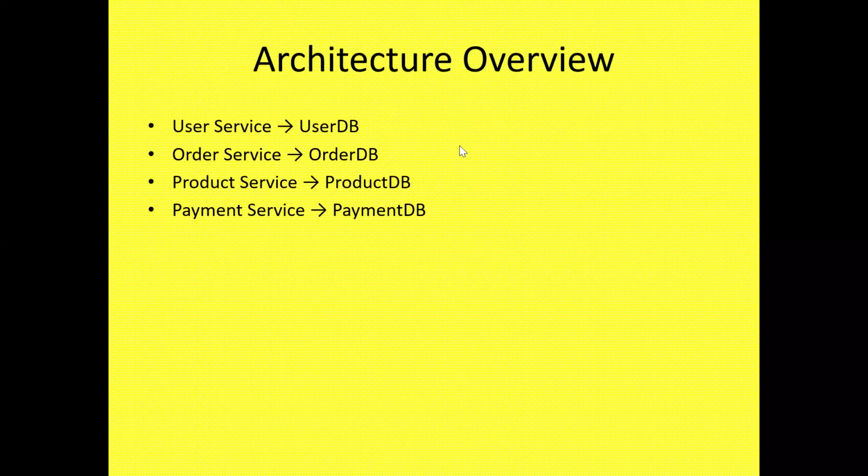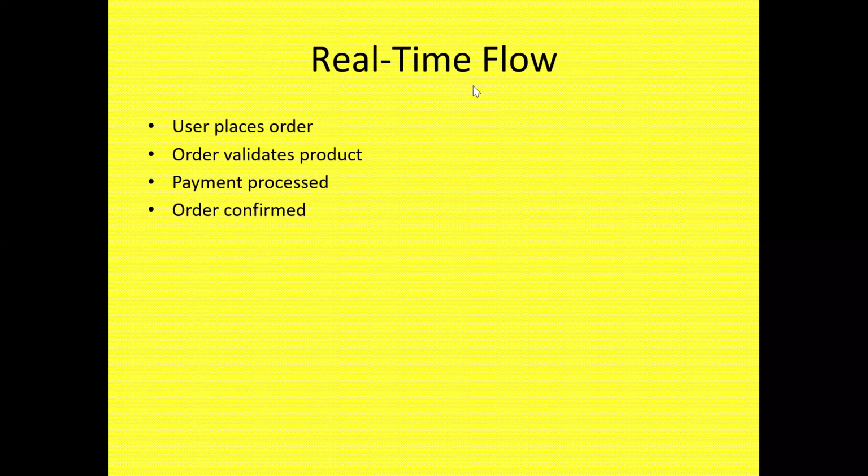In the architectural overview, I have independent services: user service, user DB, order service, order DB, product service, product DB, payment service, payment DB. So every service will have an independent database. Now, this is my real-time flow. I'm explaining: user places an order, validate a product, payment processed, order confirmed. So these are all with multiple service calls.